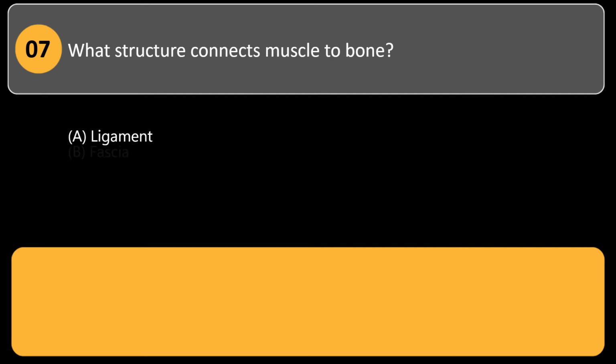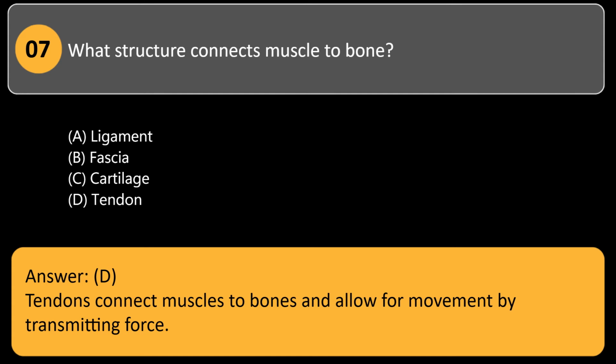What structure connects muscle to bone? A. Ligament. B. Fascia. C. Cartilage. D. Tendon. Answer: D. Tendons connect muscles to bones and allow for movement by transmitting force.